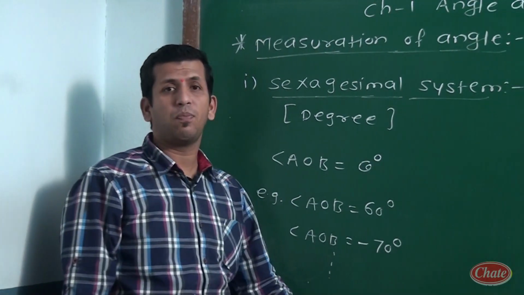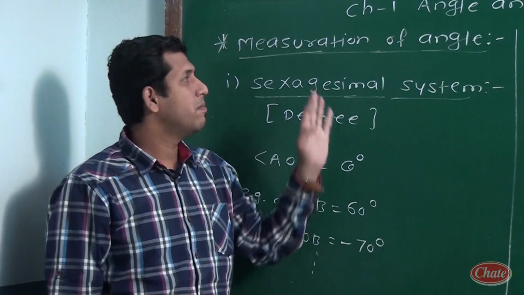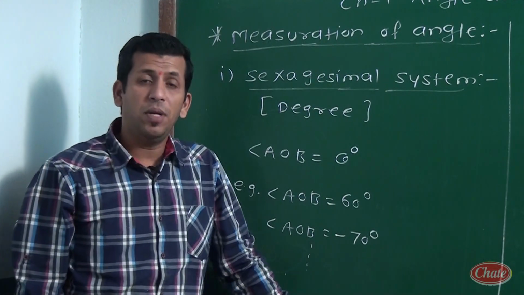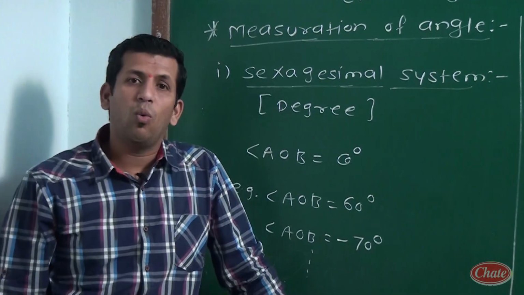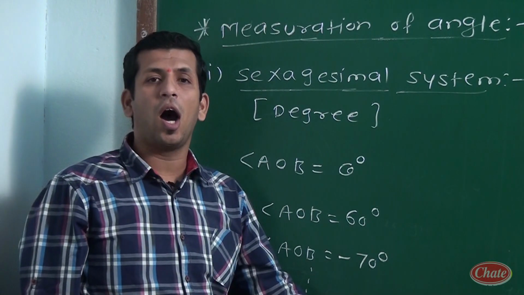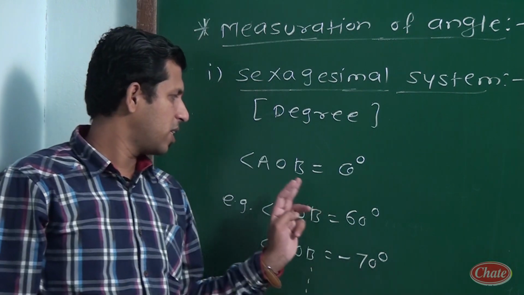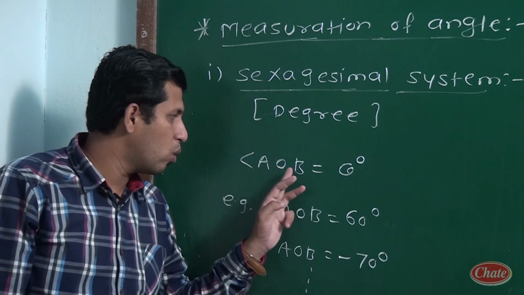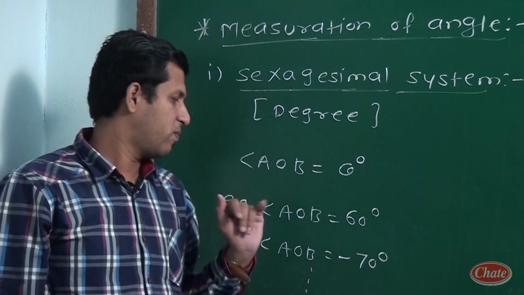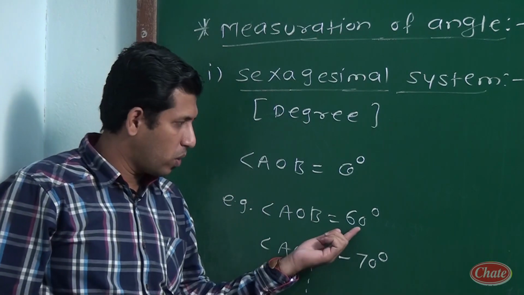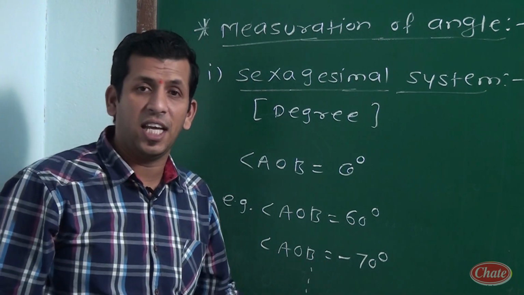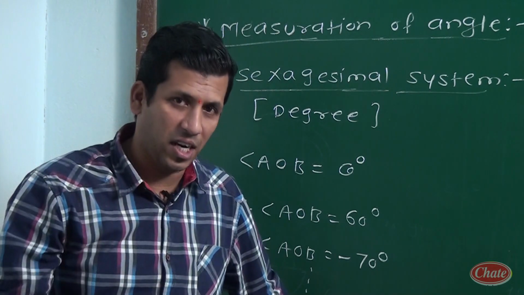Okay, dear student, now the next point is how to measure the angle, means measurement of angle. The very first type is the sexagesimal system, means the degree system, when the angles are measured in the form of degree. So see, I can say angle AOB is equal to theta degree. Angle is measured in what form? Degree. For example, angle AOB is equal to 60 degree. Second example, angle AOB is equal to minus 70 degree, means all the angles will be measured in degree.